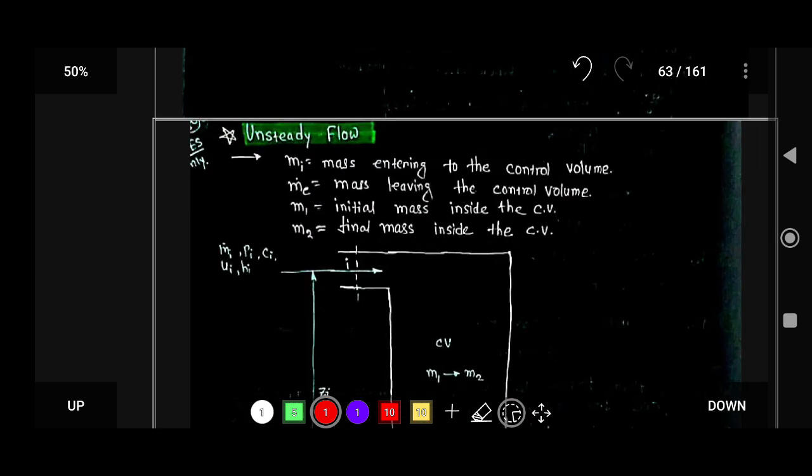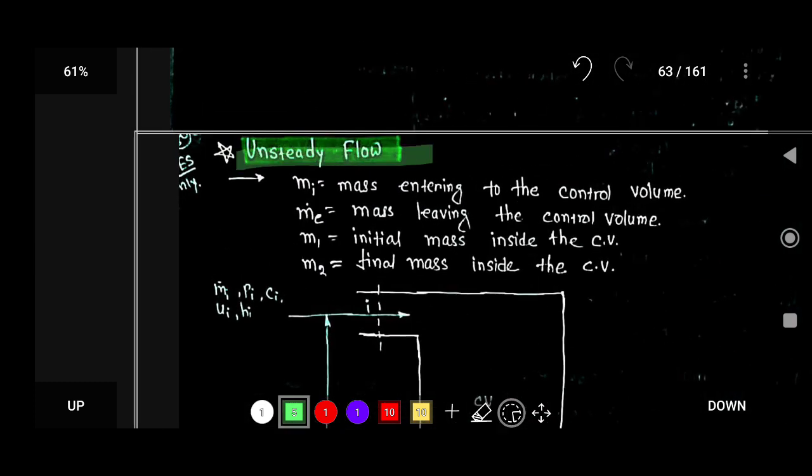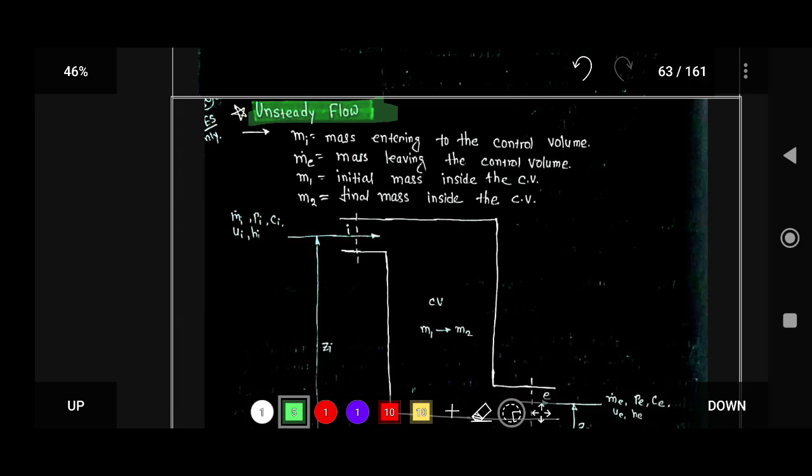Okay, now the next chapter, that is unsteady flow. The unsteady flow is basically not asked in GATE, but it is asked in the UPSC exam.